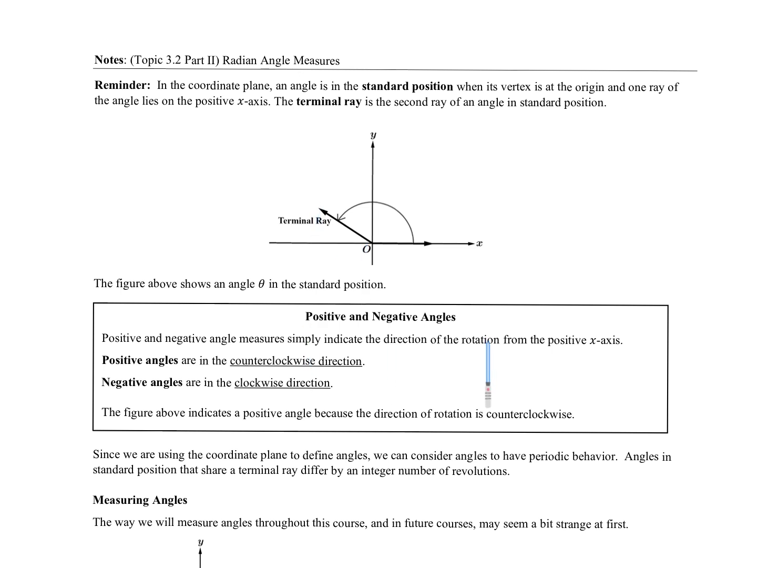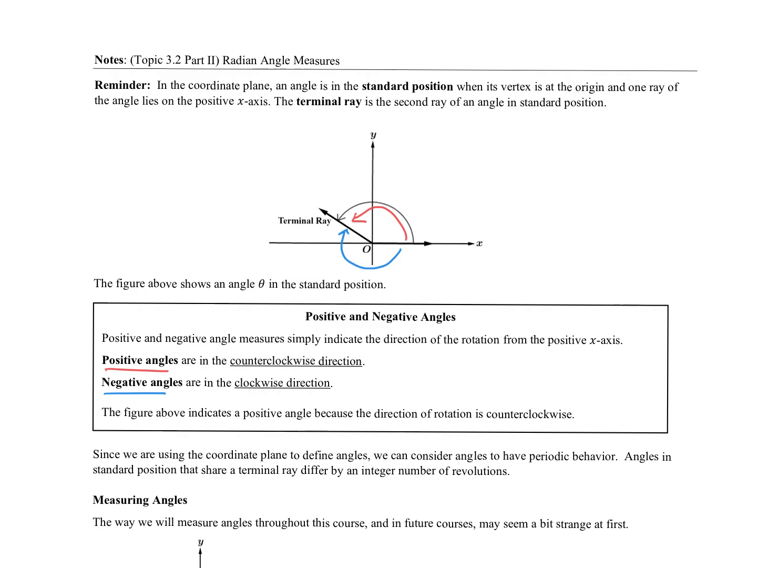All right, positive and negative angles. Positive and negative angle measures simply indicate the direction of the rotation from the positive x-axis. Positive angles are in the counterclockwise direction. Negative angles are in the clockwise direction. So positive angles go counterclockwise, negative angles go clockwise.